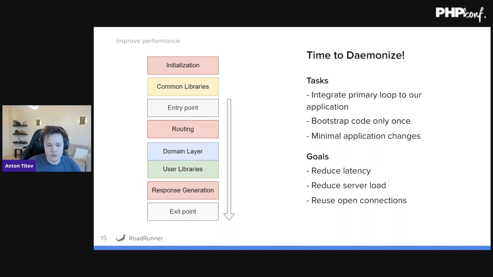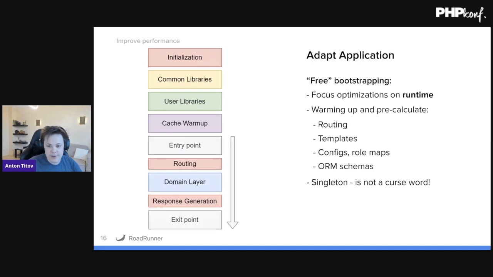In this case, we are not destroying the process after every request. We're reusing it. It has a few major benefits. It's much faster. It's less memory consuming, and we can reuse open connections between servers, which is great for distributed applications. By daemonizing the application, we can also open additional doors for how to optimize it, and specifically, we can use the principle of essentially free bootloading.